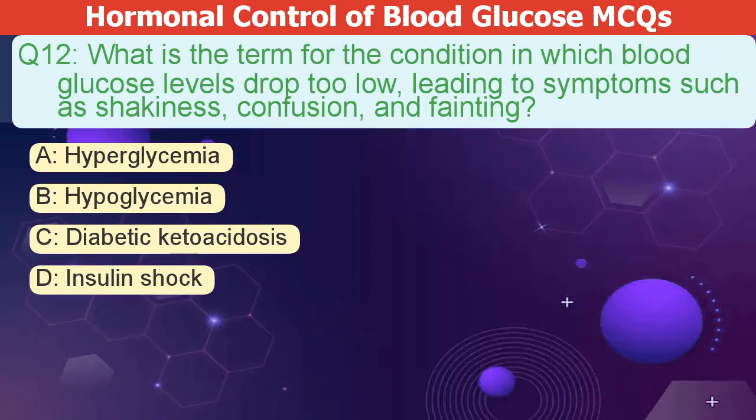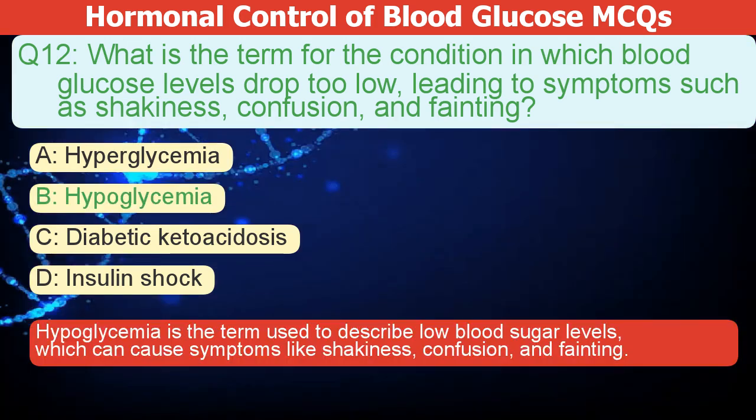What is the term for the condition where blood sugar levels get too low, causing shakiness, confusion, and fainting? A. Hyperglycemia. B. Hypoglycemia. C. Diabetic ketoacidosis. D. Insulin shock. The correct answer is B. Hypoglycemia is the term for low blood sugar. This can cause symptoms like shakiness, confusion, and fainting.